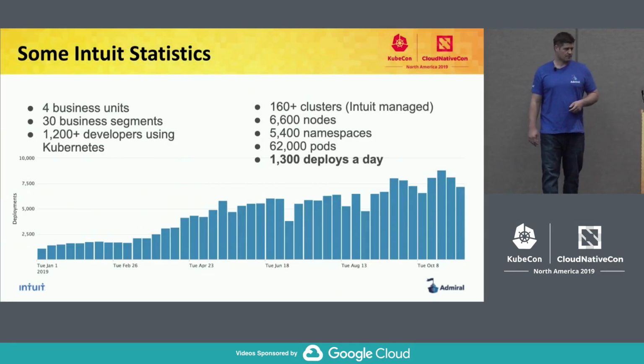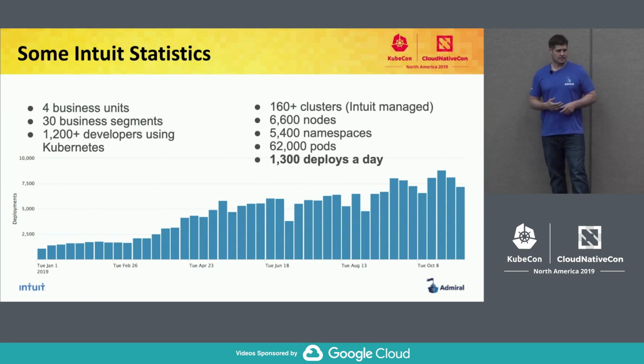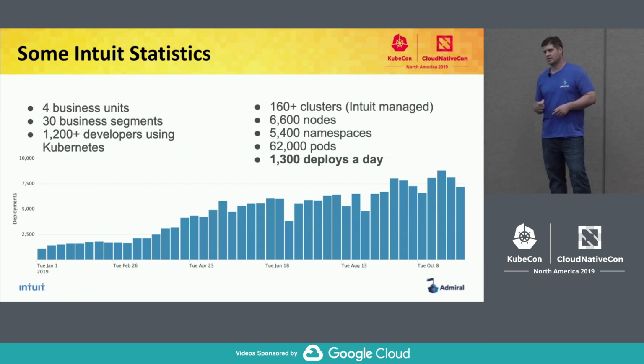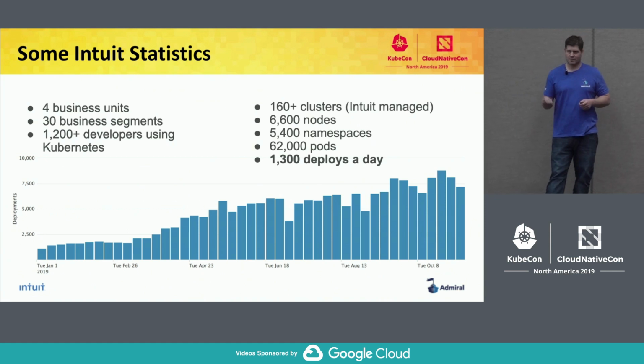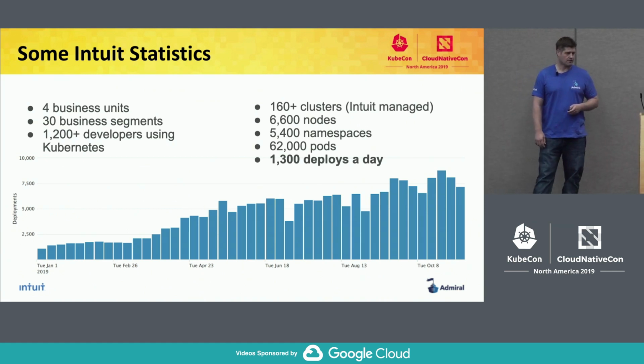And just to put some statistics on what this actually looks like, we run about 160 clusters and roughly almost 5,400 namespaces. The unique thing about these namespaces is that they're globally unique. Every namespace that gets provisioned is unique across all of the clusters, and that becomes important in how we decide to stitch together the mesh in the future.